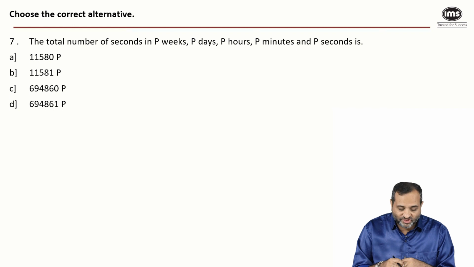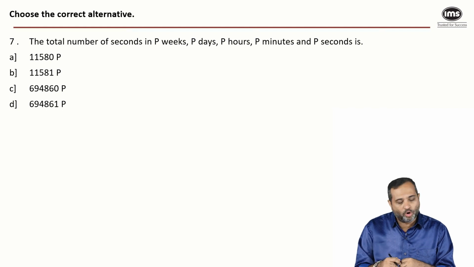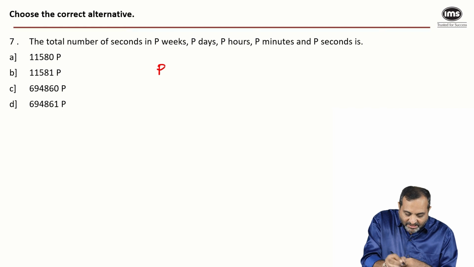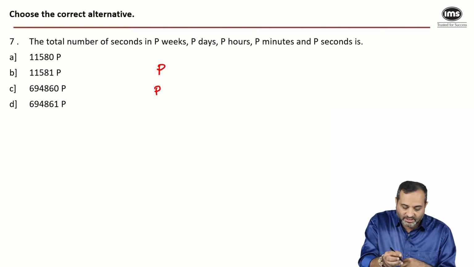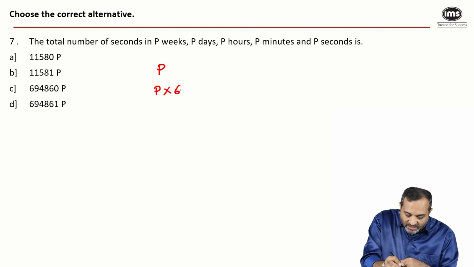The total number of seconds in P weeks, P days, P hours, P minutes and P seconds is how much? I'm looking at the total number of seconds. So let me keep P seconds as it is. Now I have P minutes. So how do I convert minutes to seconds? Can I say I will have to multiply by 60? So this will become 60P.